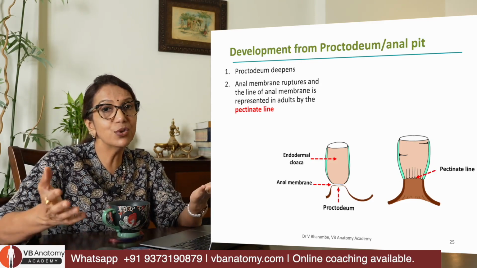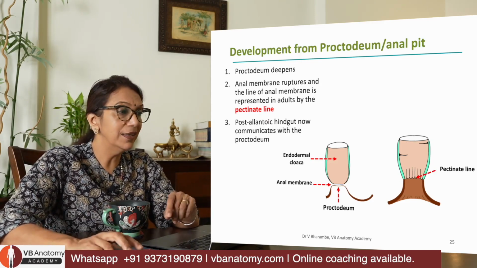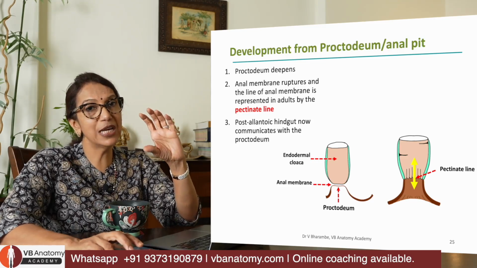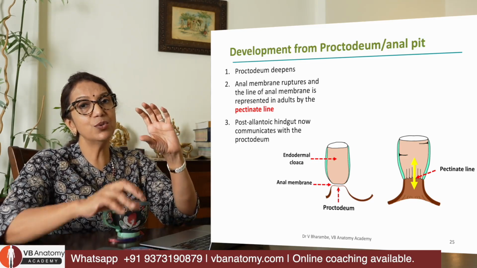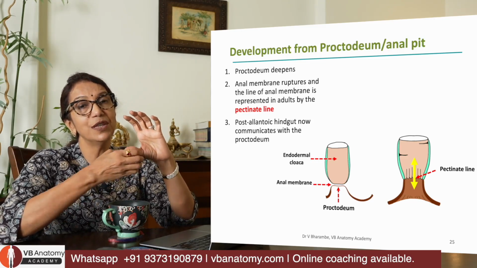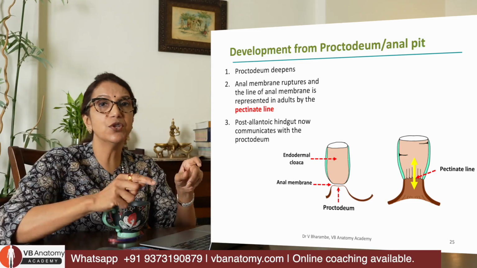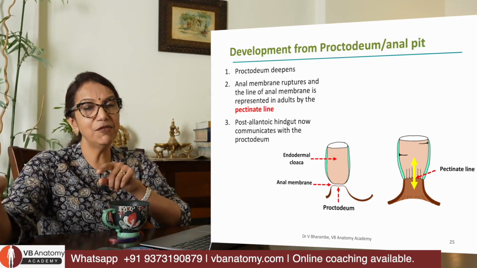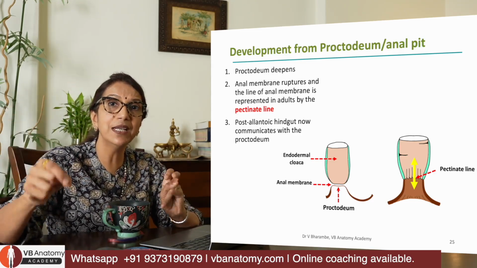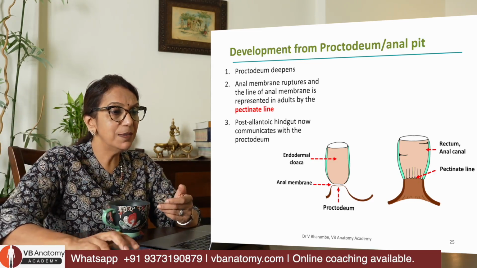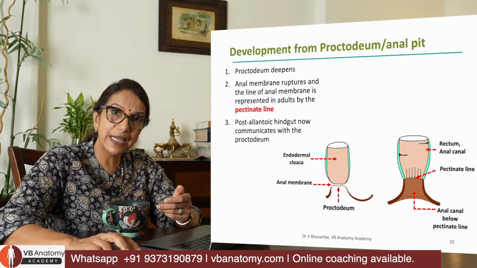And who begins to communicate together? The lower end of the post-allantoic hindgut begins to now become in continuation with the proctodeum. Okay. So, your anal membrane has ruptured. Anal membrane has left behind the sign of anal membrane. It is the pectinate line. Part above it develops to form rectum and the anal canal.